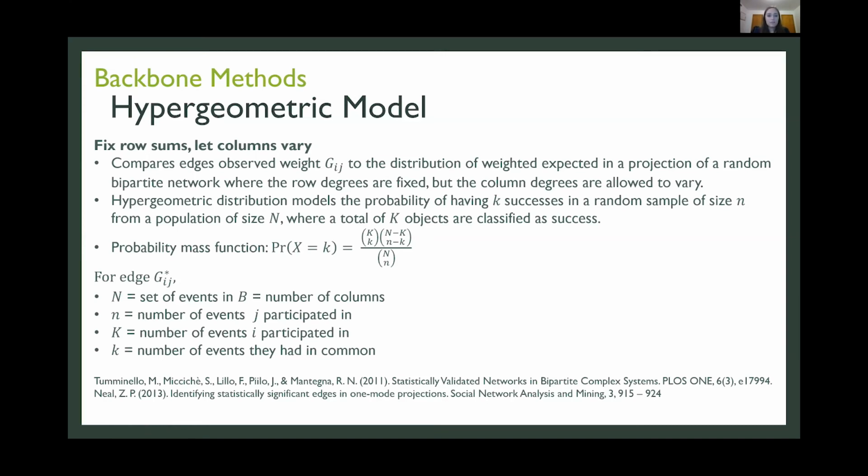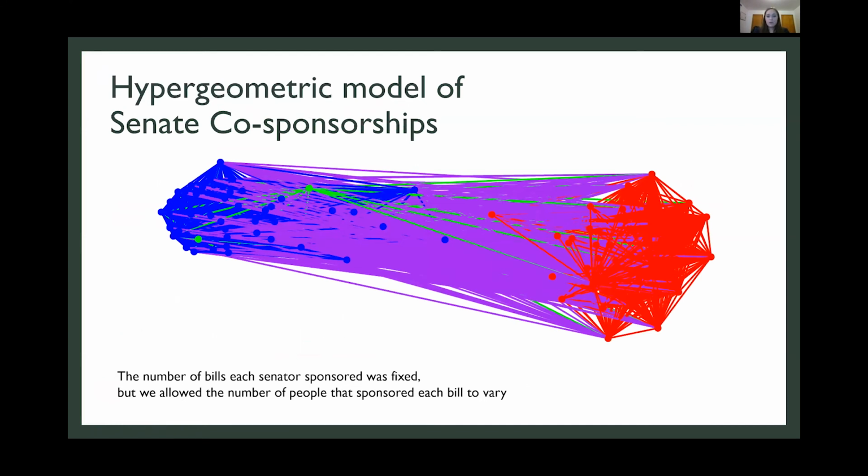So this will represent the scenario that's going on when we fix the row sums and we let the column sums vary. And when we graph it, we end up with something like this. So we can see that we're starting to have a lot of edges that are within party. There's still a lot going on between party here as well. There's a lot of purple, but there's a little more structure that we can see. So let's see if we can do a little bit better.